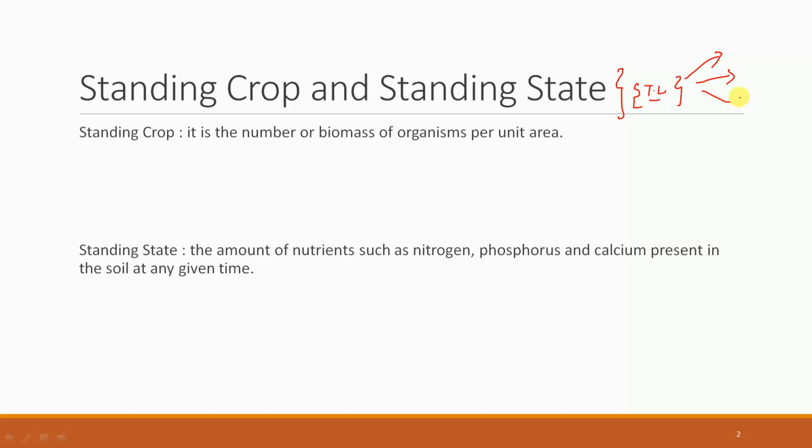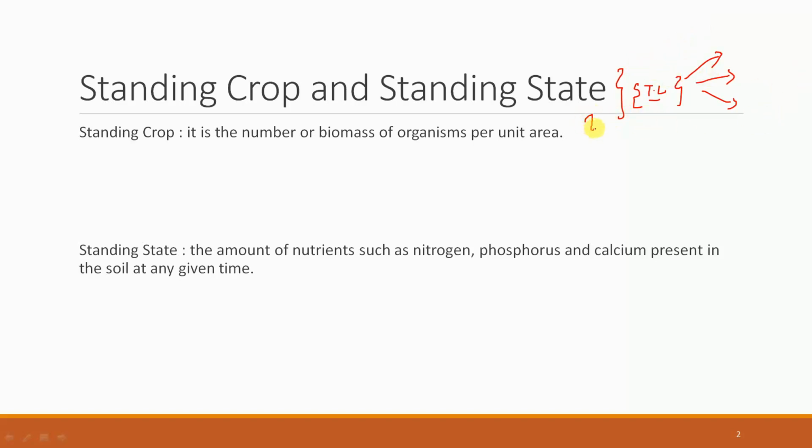In these different trophic levels, different amounts of biomass are stored. So how is it measured, what is the quantity in different trophic levels? That is done with the help of the definitions of standing crop as well as standing state. Now basically standing crop is the number or the biomass of organisms per unit area.